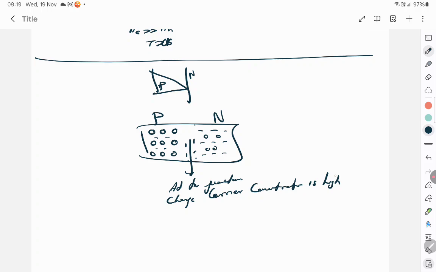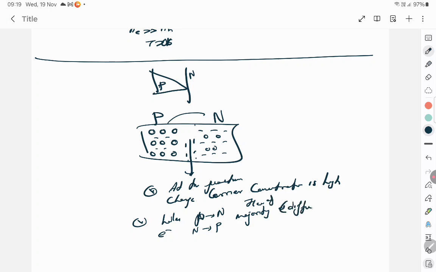At the junction, the charge carrier concentration is very high. Due to this, what happens? Holes from the P type move to the N type, and electrons from the N type move to the P type. These are the majority charge carriers, and the flow of majority carriers is called diffusion current.